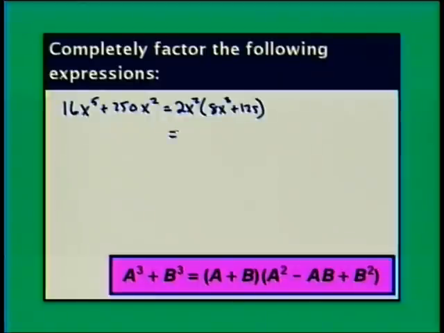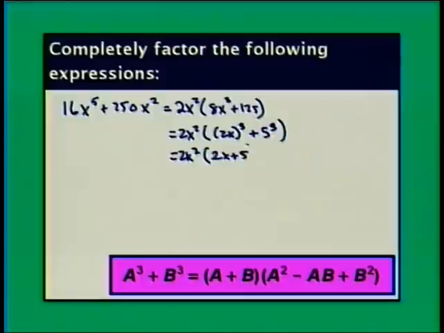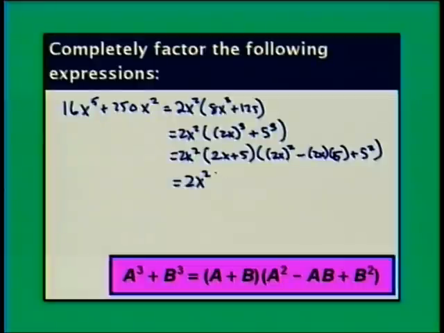In this example, A is 2x and B is 5. So I'm just leaving behind that factor of 2x squared that comes with me every step of the way. I have a plus b times a squared minus ab plus b squared. Cleaning things up a little bit, the complete factorization is 2x squared times 2x plus 5 times 4x squared minus 10x plus 25.